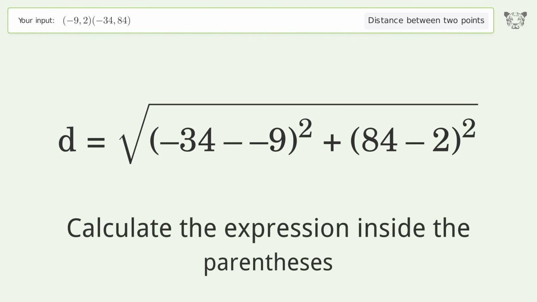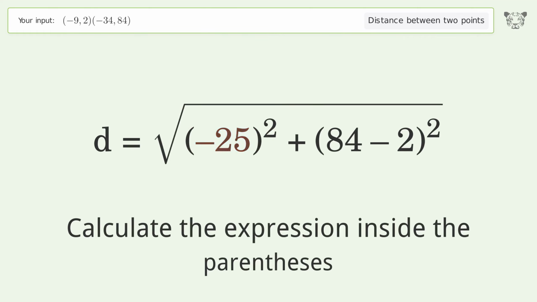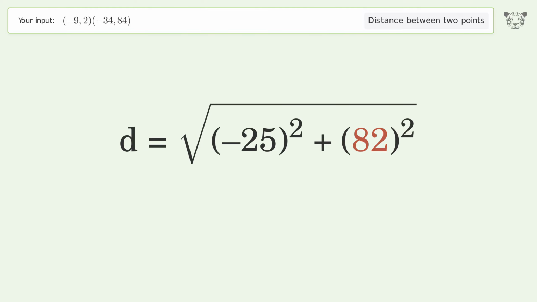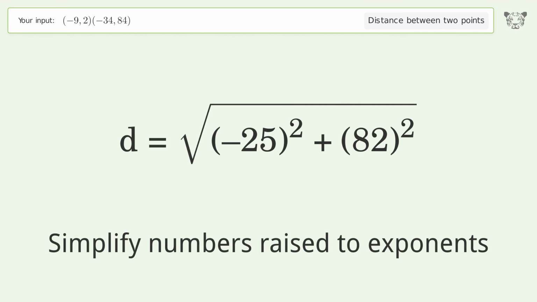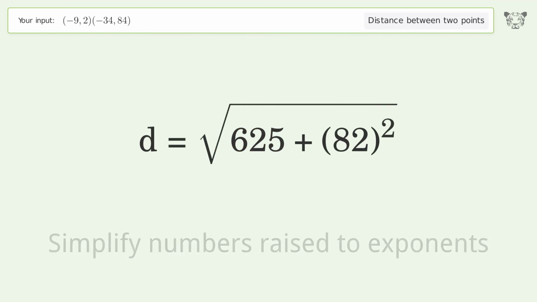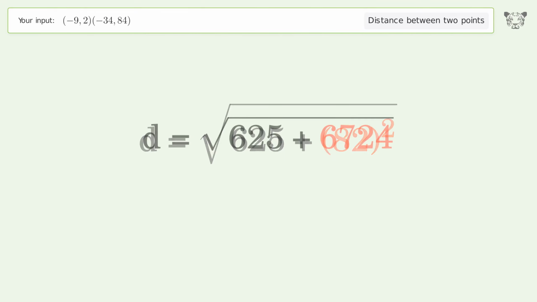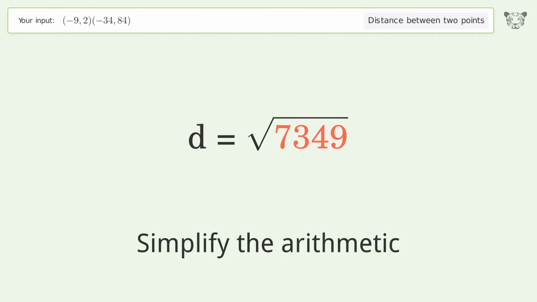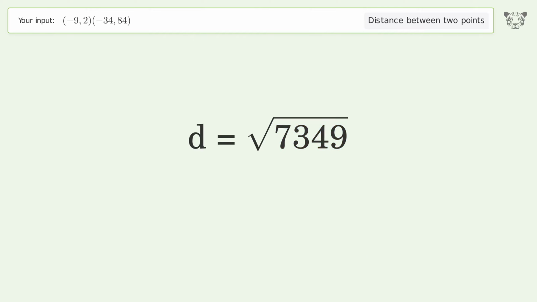Calculate the expression inside the parentheses. Simplify numbers raised to exponents. Simplify the arithmetic. And so the distance between the 2 points is the square root of 7,349, or 85.726.